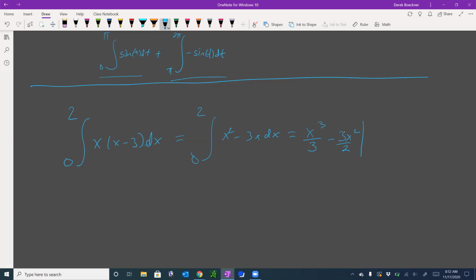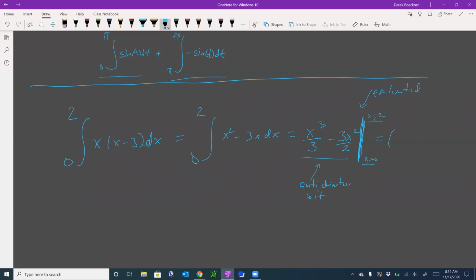And then what I do, I found the antiderivative here. This is the antiderivative bit. Then I put a vertical bar, which tells me that I need to evaluate. And then down here, I put x equals 0, and up here, I put x equals 2. So I'm going to evaluate it at x equals 0. I'm going to evaluate it at x equals 2. I'm going to take the top one minus the bottom one.